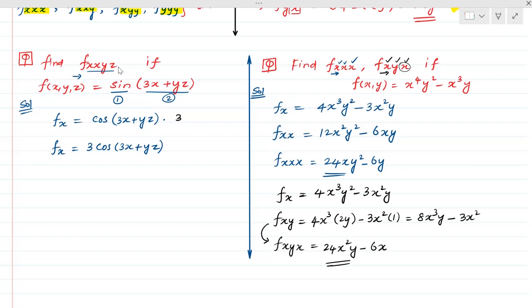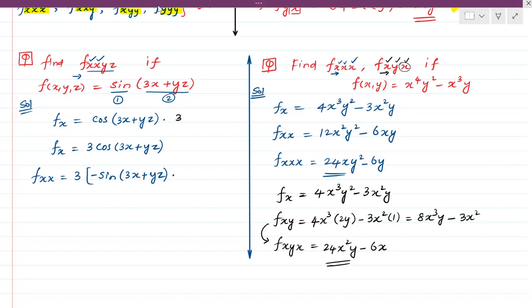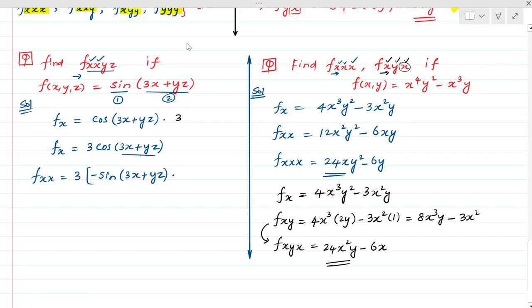Now I have to move to f_xx. What is f_xx? 3 is a constant. When you differentiate the cosine, it becomes minus sine(3x + yz) times the inside differentiation, which is 3. After multiplying, you will get minus 9 sin(3x + yz). Is it right?